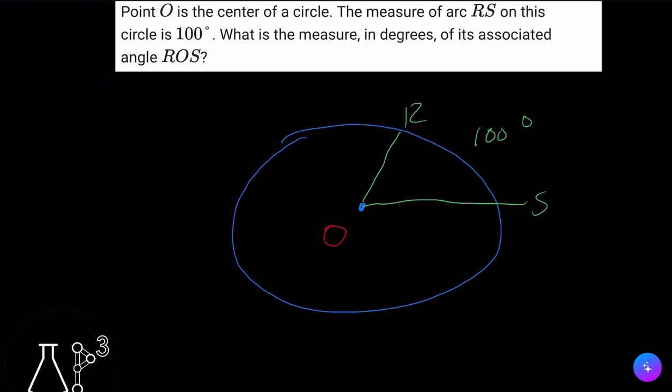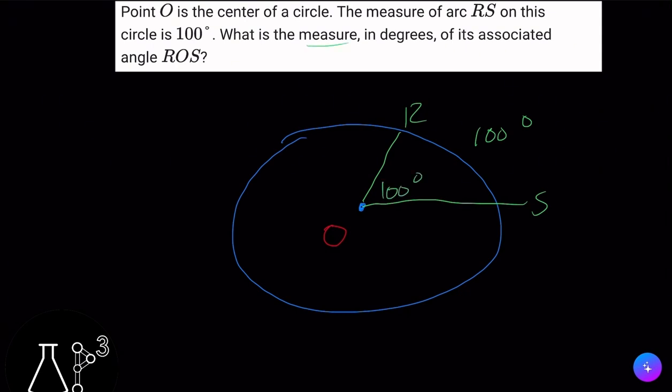Now, this is where the rule comes in. If the arc angle measure is 100, the center, which is O, should equal the same. Therefore, if the arc measure RS, the angle measurement, is 100, the middle, which is the center O, should also equal 100. So the angle measure of ROS is just 100.